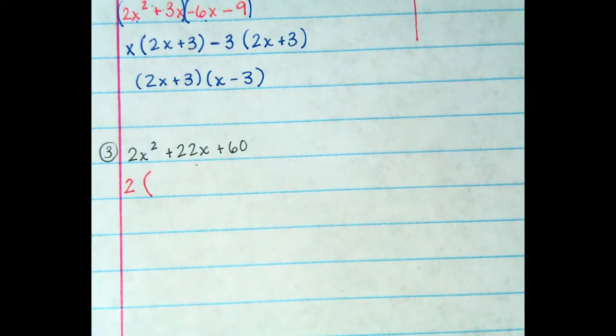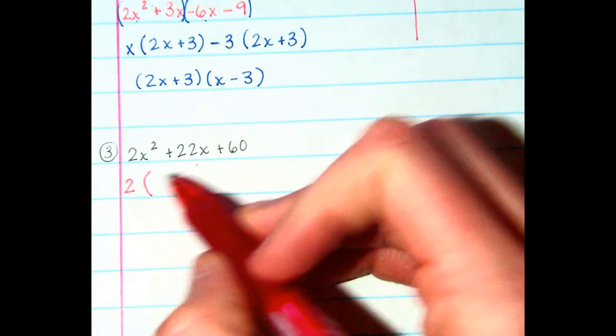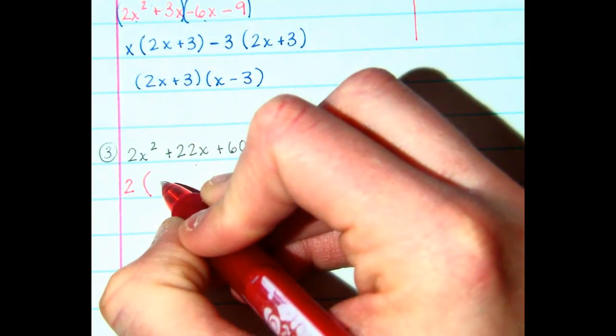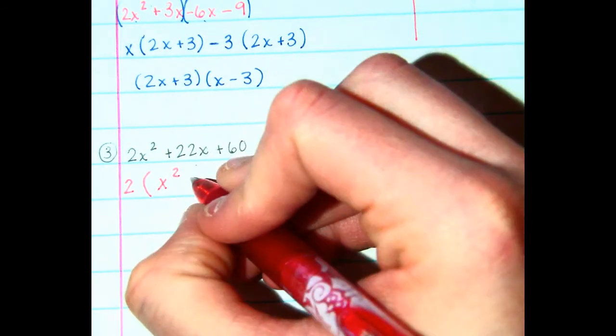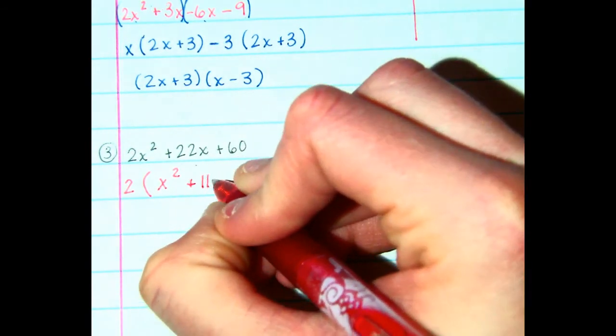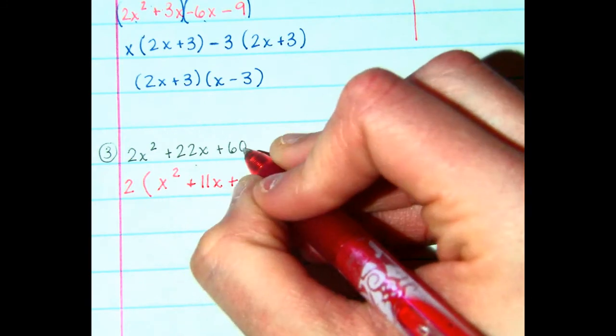If I take out a 2, what is 2 divided by 2? So it's just x squared left over. What about 22 divided by 2? And 60 divided by 2?